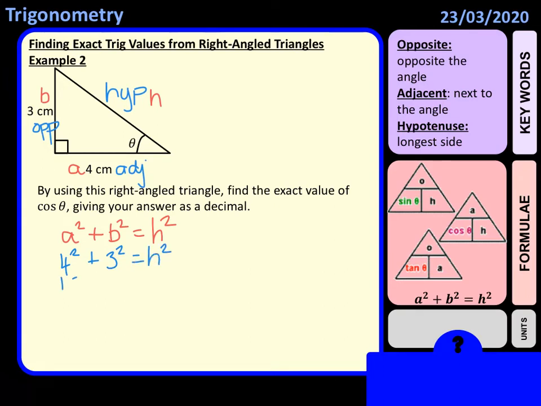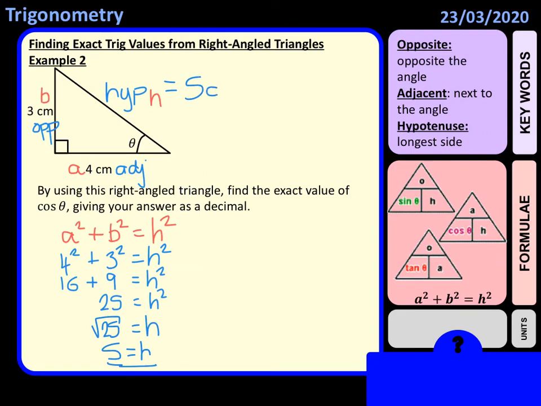We know 4 squared is 16, 3 squared is 9, and then if we do 16 plus 9, that's 25. And then because that gives me the hypotenuse squared, to get rid of the square, remember I need to square root. So the square root of 25 will give me the hypotenuse, and that answer is 5. So now I can go back to my diagram and I can label to say that the hypotenuse equals 5 centimetres.